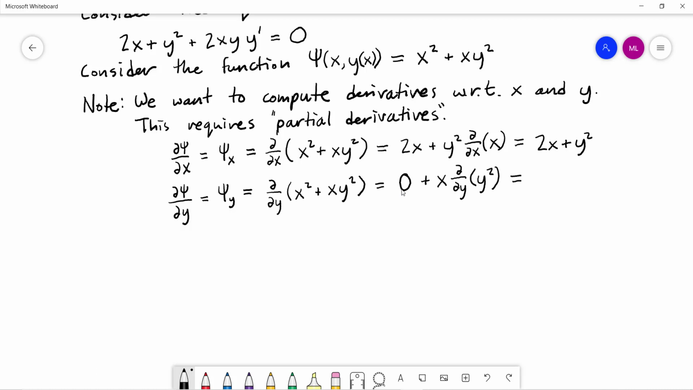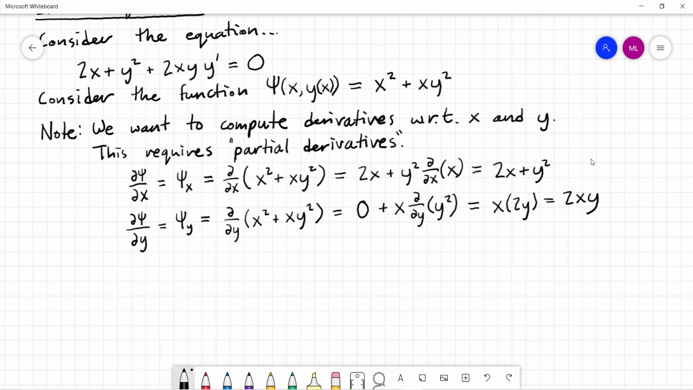And that'll give me, so the 0 I'm not even going to bother to rewrite, but just x times whatever the derivative of y squared is with respect to y. So what's the derivative of y squared with respect to y? Well, in this case, the 2 just comes down. It's just the power rule, and we just get 2y. So I have x times 2y, which I might rewrite as 2xy.